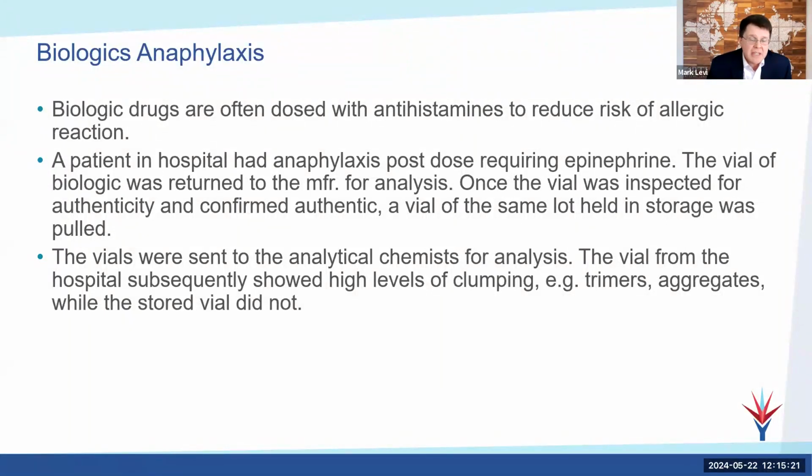And because the manufacturer did exactly what they were supposed to do, they had a vial of the same lot in storage, and they pulled the vial, sent the 2 vials to the analytical chemistry lab, and performed size exclusion chromatography, and found that the vial from the hospital showed high levels of clumping in the form of trimers and aggregates, while the stored vial did not.